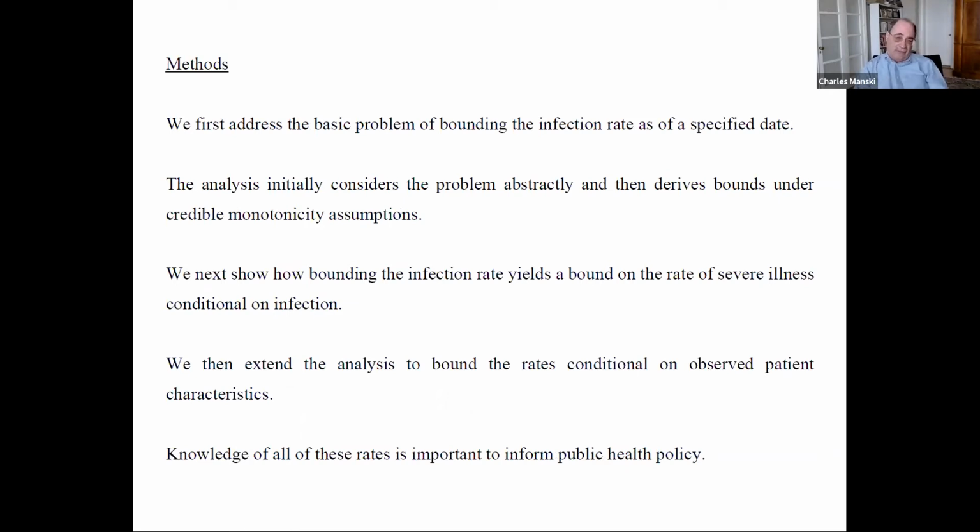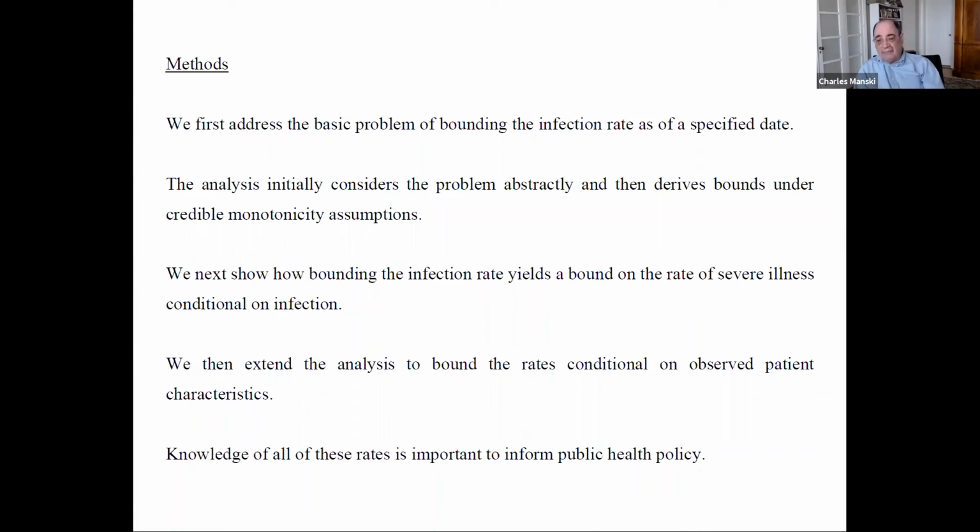Underneath all of this is some very simple math. It's just very basic probability ideas about laws of total probability and Bayes' theorem and, you know, the most basic mathematical probability theory, which we're not going to put up on the slides at all. But anyone with even the barest undergraduate probability and statistics background, I think, should be able to understand the paper easily. So what we do is we first consider the problem abstractly, and then we impose some assumptions that we think have some credibility. And these are certain monotonicity assumptions, which I'll explain in a moment.